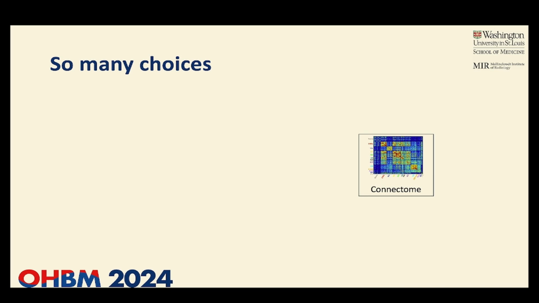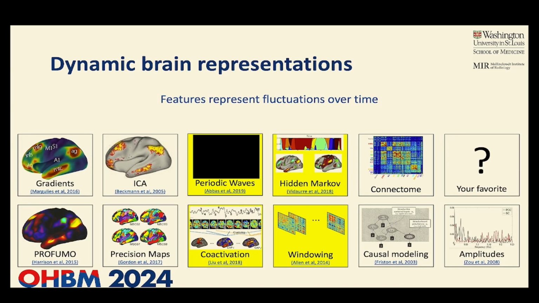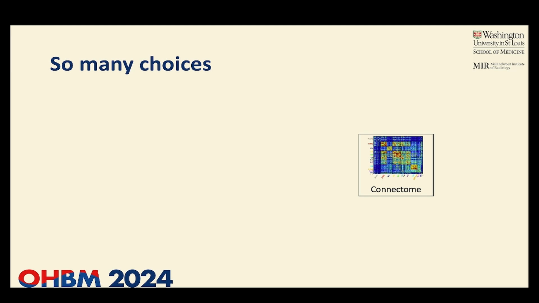Now, the first choice that you have when you're trying to represent resting state functional MRI into a set of features is to select which of these, or the many other options of brain representations out there, you want to choose. But the next step is that even within one of these brain representations, there's quite a lot of choices. I've already highlighted that this kind of connectome approach is one of the most common approaches to resting state functional MRI.